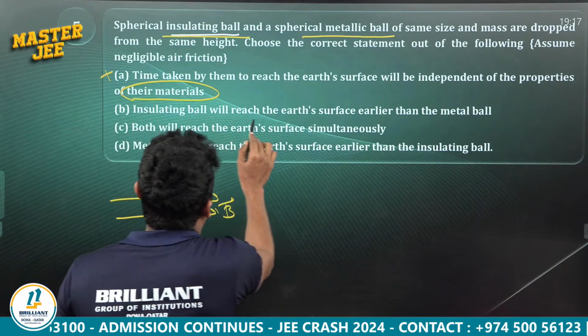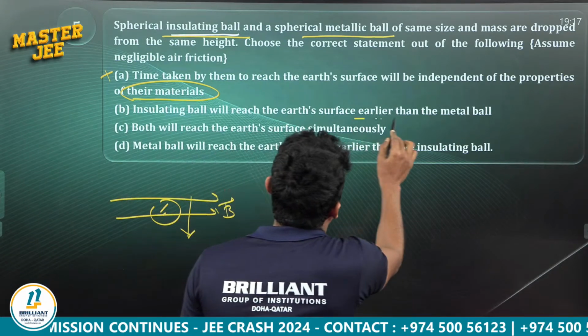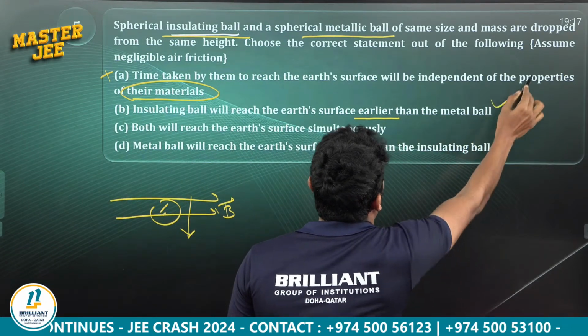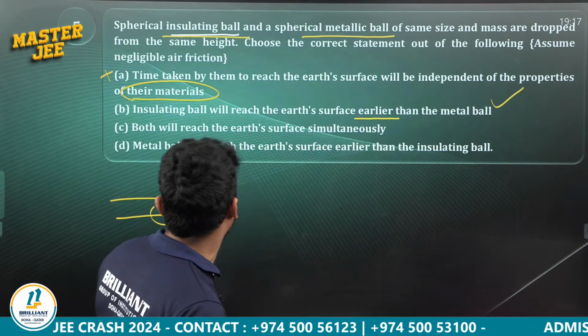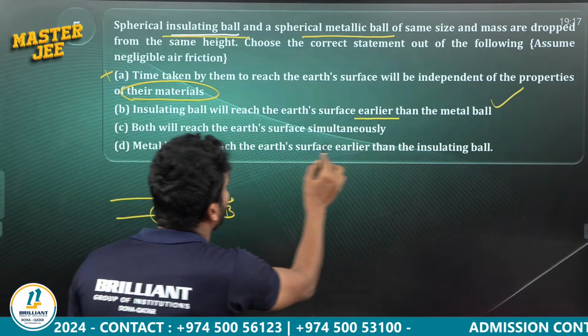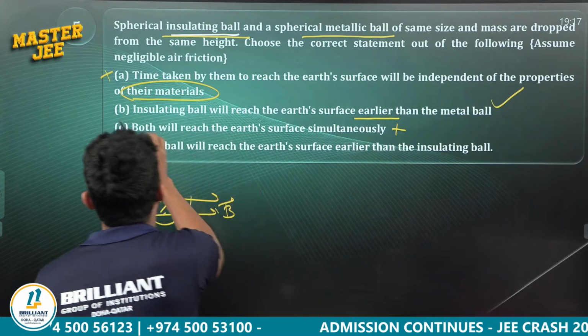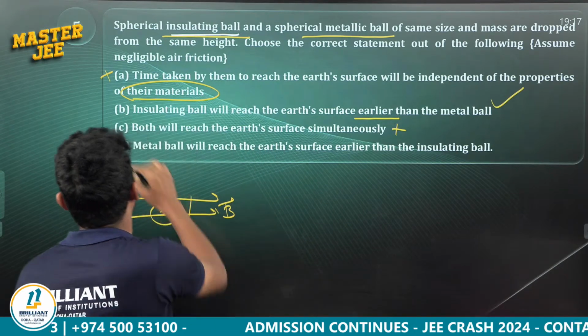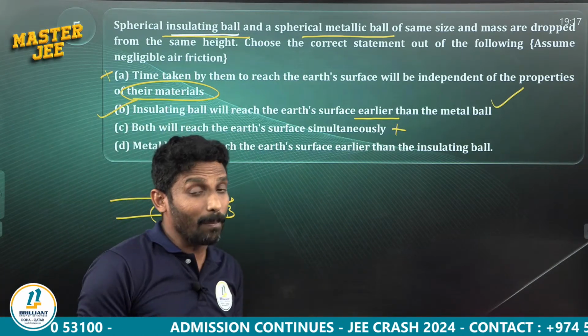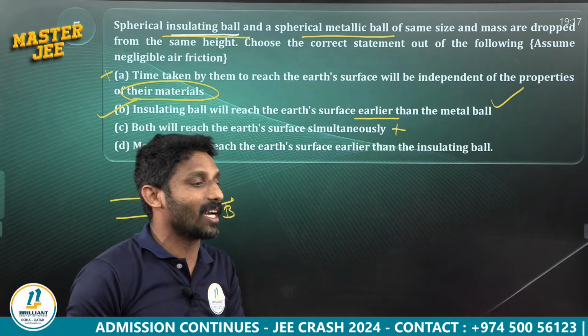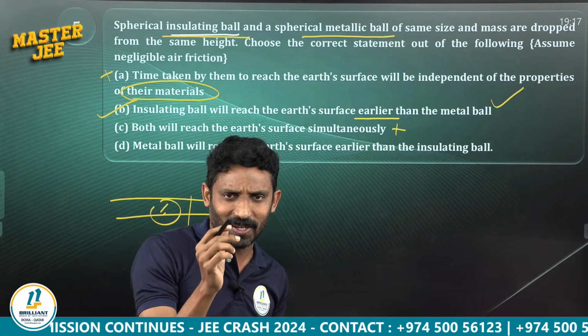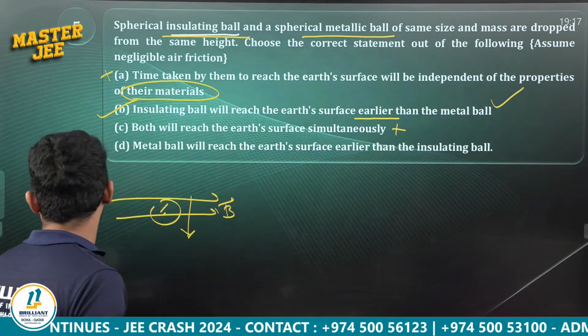Second one, the insulating ball will reach the surface earlier than the metallic sphere. That is the correct answer. Both will reach the surface together is incorrect. Metal ball will reach earlier is incorrect. The answer is option B only. The important concept of eddy current formation is to be understood here. Clear? Okay.